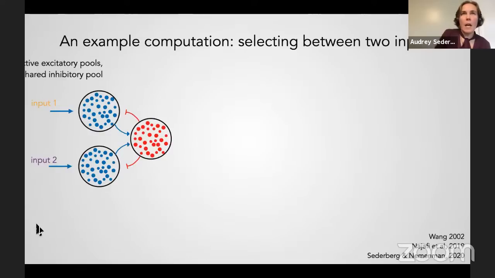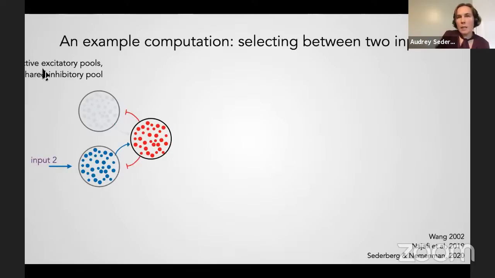Is that if the input is input one, the excitatory neurons will be excited, they'll be active, which will then activate inhibitory neurons, which would then suppress this pool two that is not receiving an input at the same time. So these would selectively fire for input one. In the opposite case, you would see the reverse, that these would be excited and these would also be active, but these would not be.